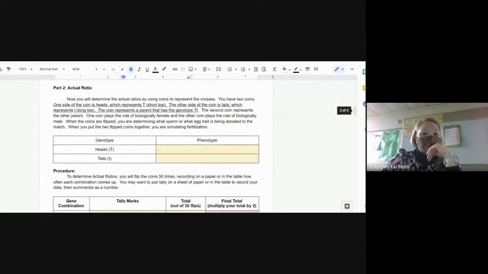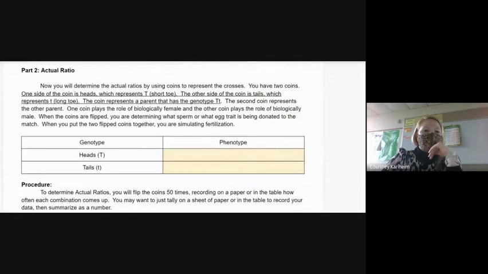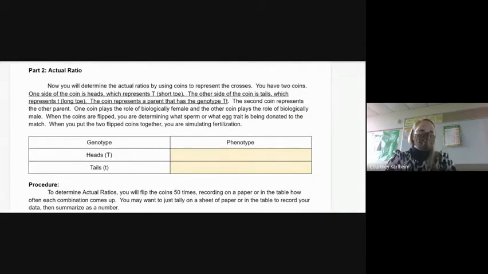Okay, I'm gonna set you up for what you guys are doing now. So now we are going to determine the actual ratios by using coins to represent the crosses. You are going to use 2 coins. On one side of the coin is heads, which represents the short toe, uppercase T. On the other side of the coin is tails, which represents a long toe, lowercase t. Each coin represents a parent that has the genotype heterozygous. So you have 1 coin representing mom, 1 coin representing dad.